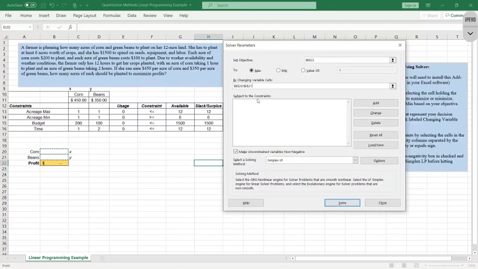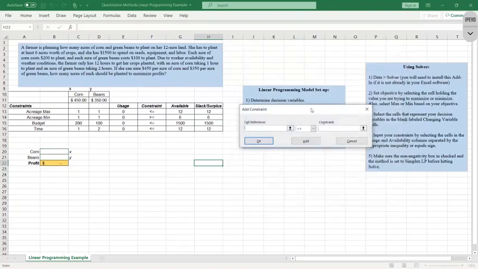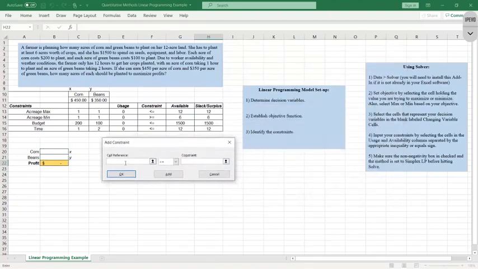Okay, then I need to input my constraints. So I'm going to hit Add. In cell reference, I'm going to put my usage column. And in constraint, I'm going to put my available. Now in this case, because the signs in the middle are going different ways, I can't just drag it all the way down. So I'm going to put them individually. So I'm going to grab my usage cell, make sure the sign is correct in the middle, and then grab my available and hit Add.